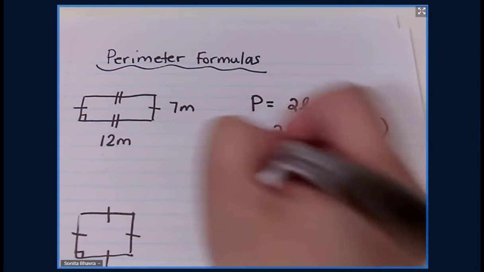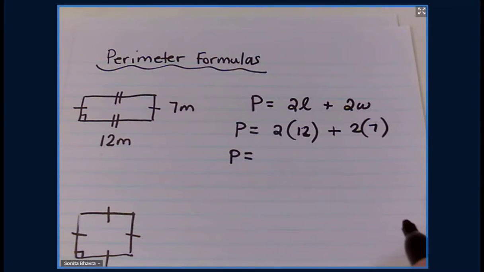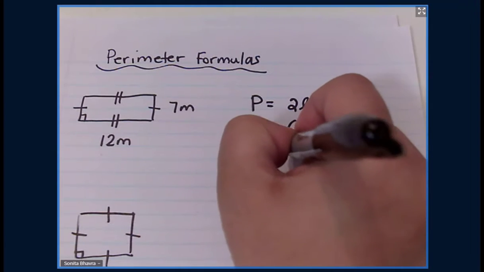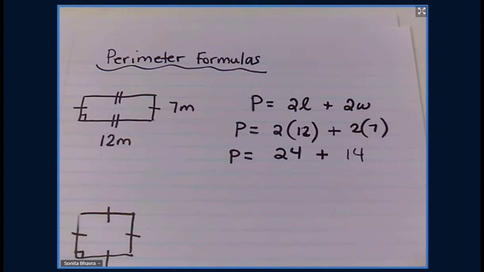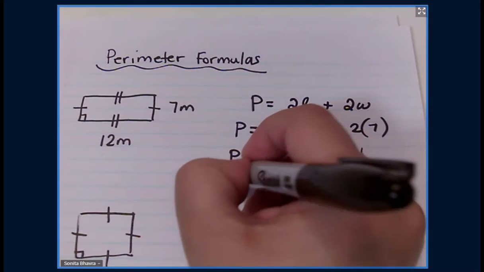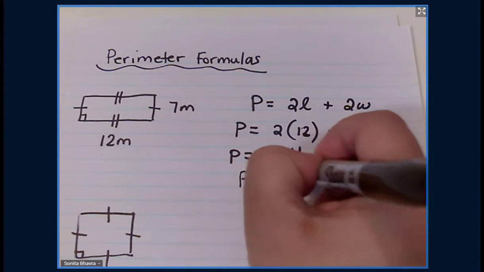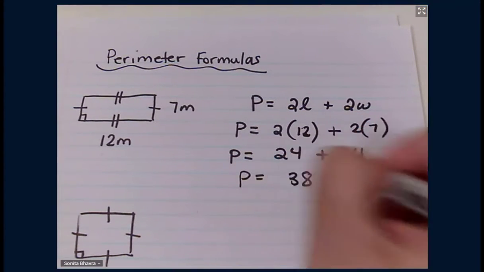Next step, order of operations, you're going to do the multiplication. So 2 times 12 gives me 24, plus 2 times 7, which is 14. So 24 plus 14 gives me 38. So the perimeter is equal to 38 meters.